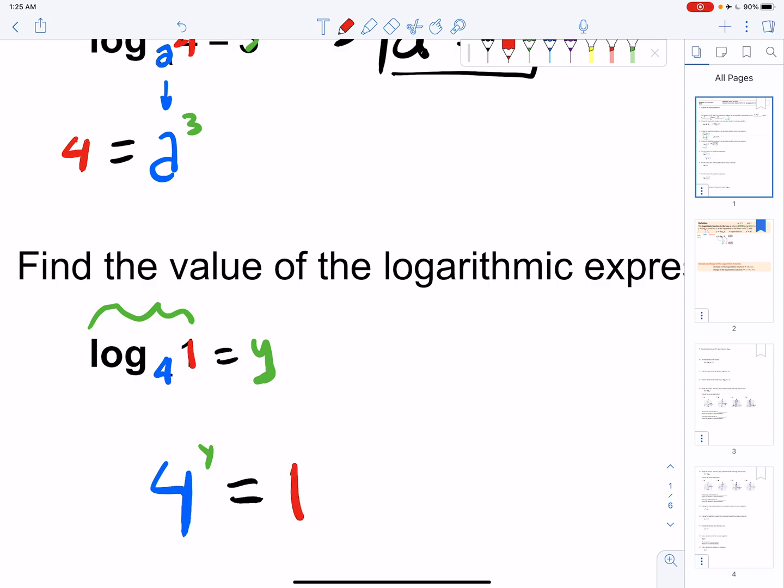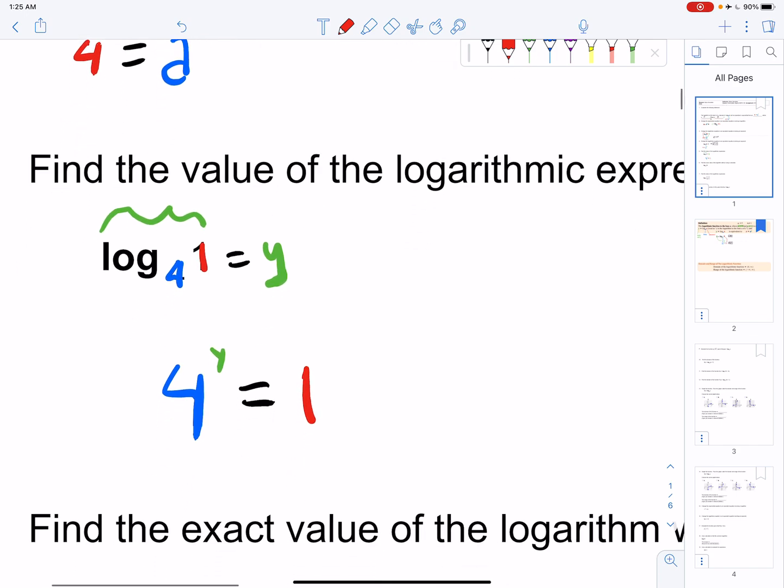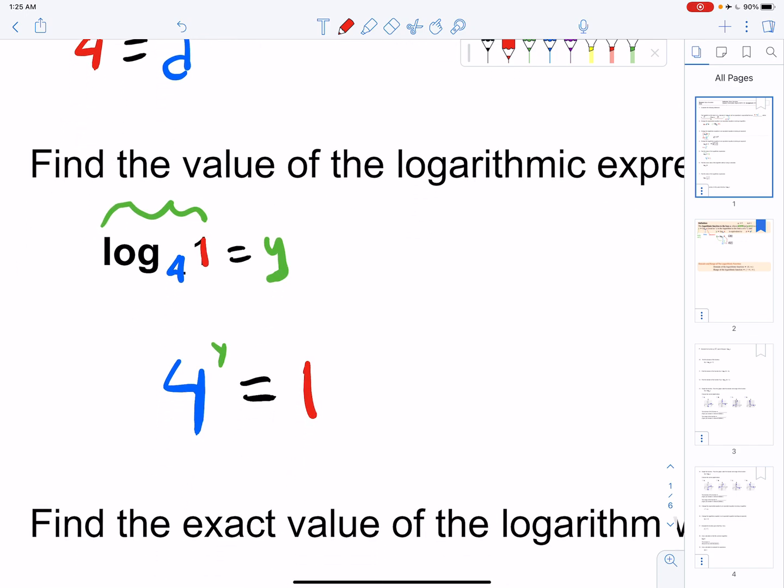So we have 4 raised to the what power equals 1. And you might not know what the answer is, but 4 raised to the y power equals... now you kind of have to remember, logarithms and exponents are actually inverses of each other, very closely related.